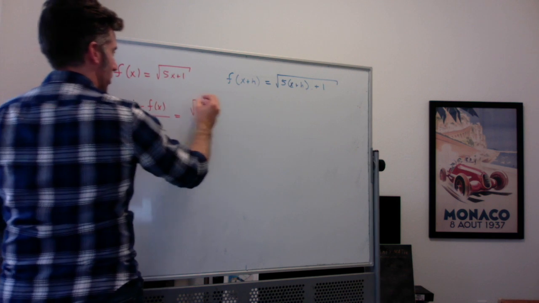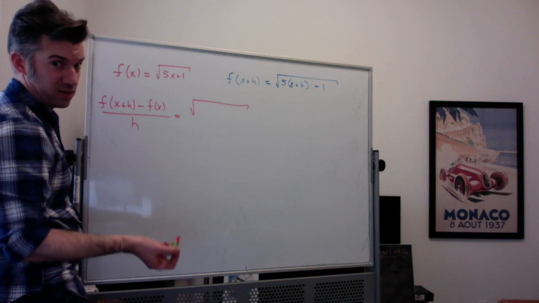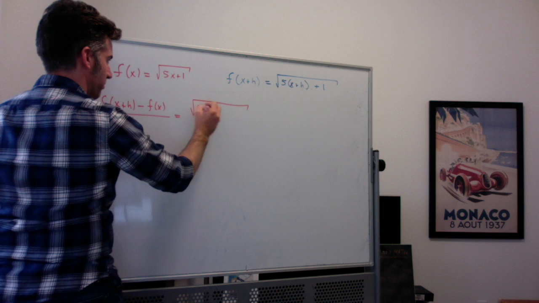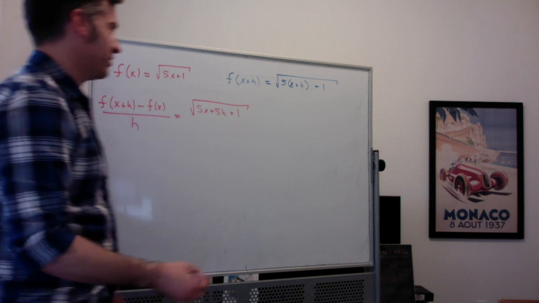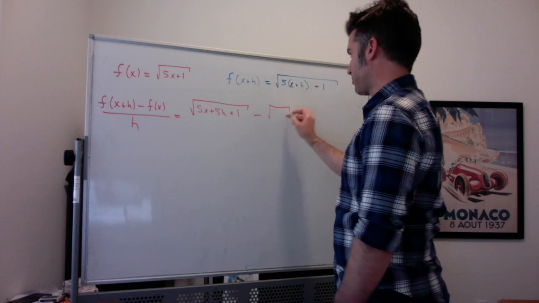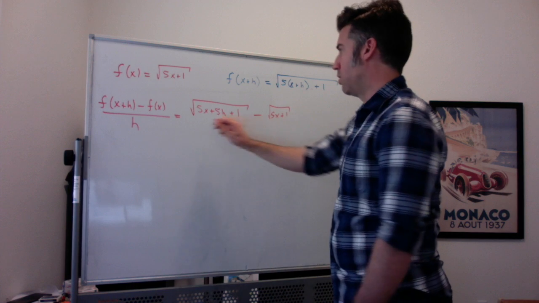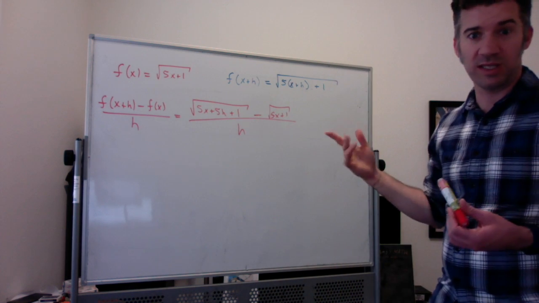So we do the square root of, I'm going to simplify this a little bit and write it as 5x plus 5h, so in parentheses, right? Distribute that 5. So you get the square root of 5x plus 5h plus 1 minus the square root of 5x plus 1, all over h.